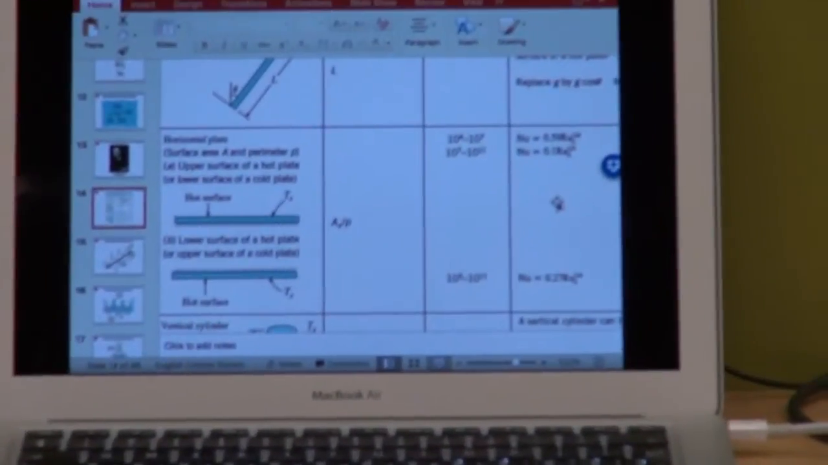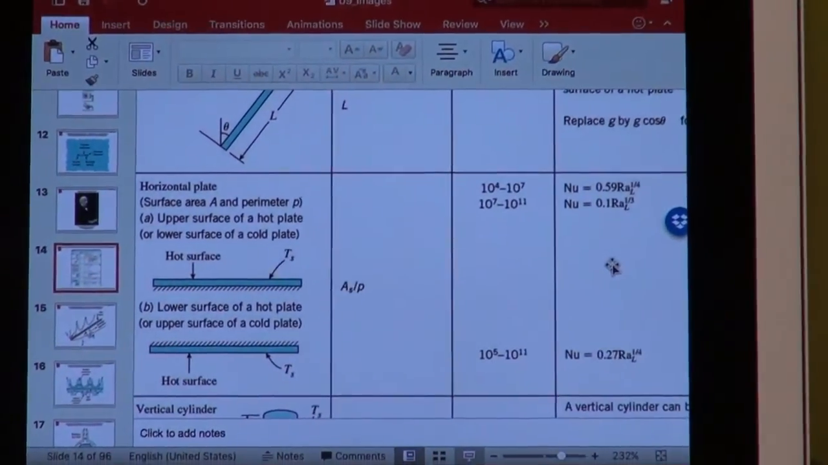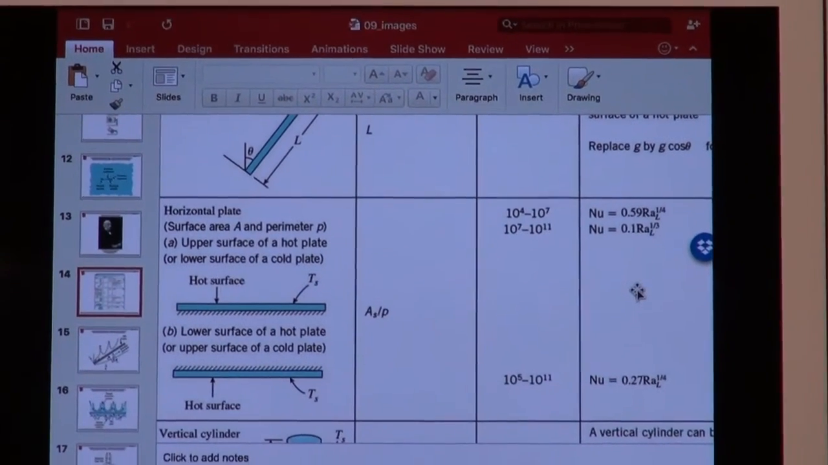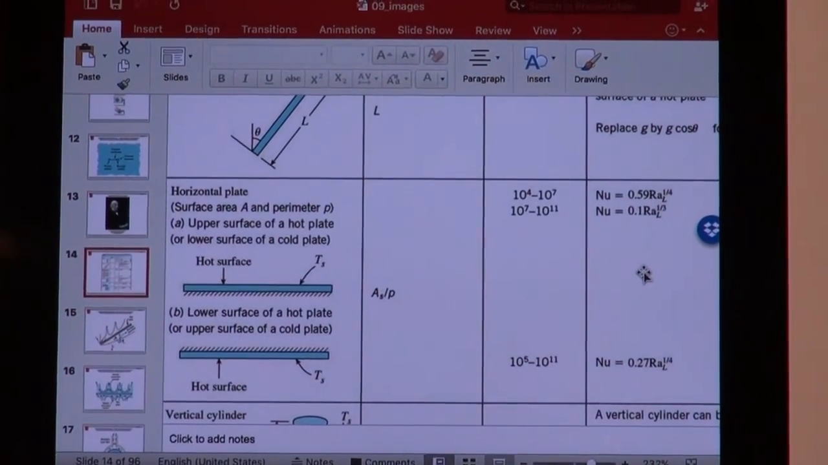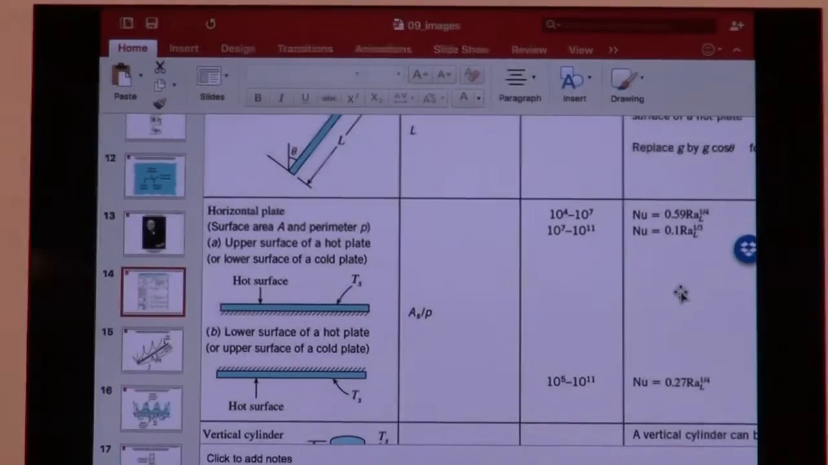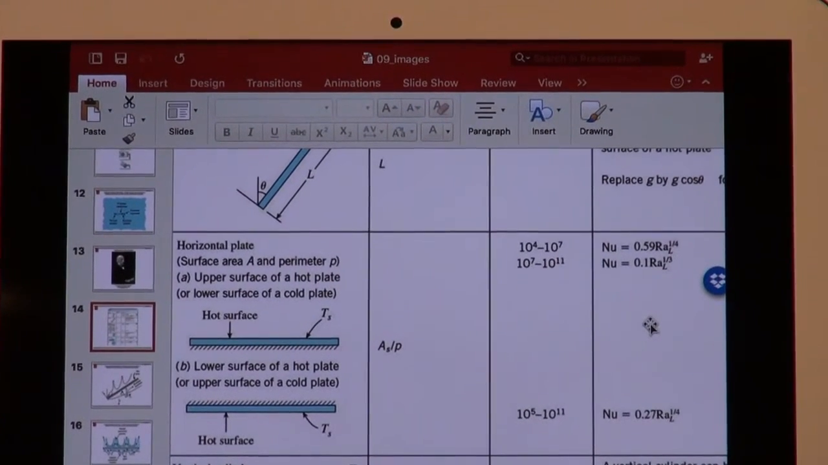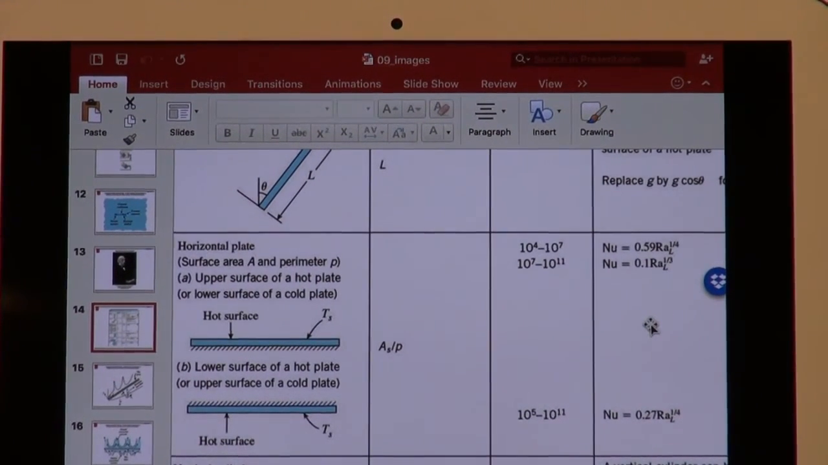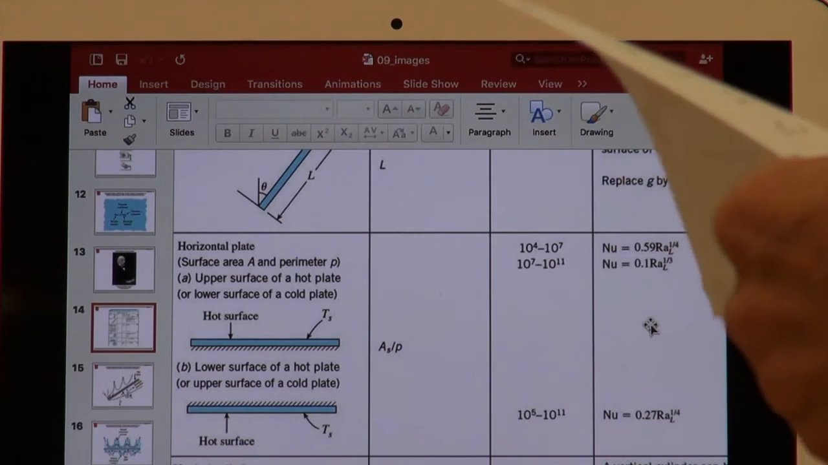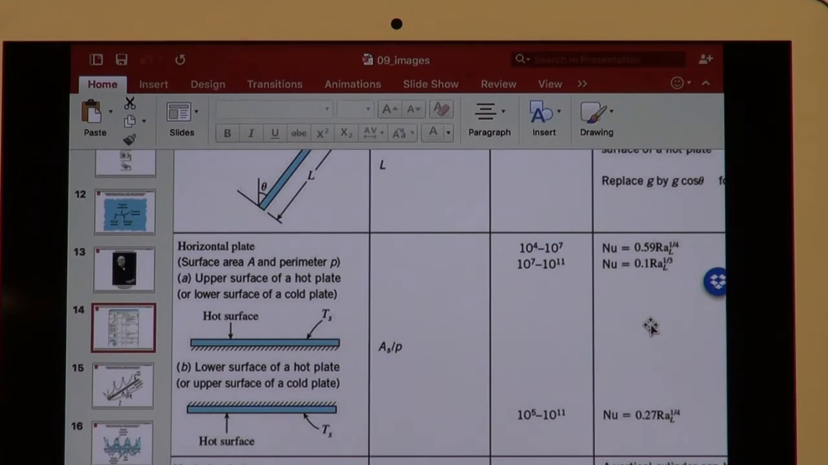Look at the available equations, then you can see there are two equations which are available, depending on the value of the Rayleigh number. If it's 10 to the 4 to 10 to the 7, then it's the first equation. Nusselt number is equal to 0.59 Rayleigh to the 1/4, you see? And if it's larger, 10 to the 7 to 10 to the 11, Nusselt is equal to not 0.1, but 0.15. Remember, there's a printing error in the textbook. There's at least 2 errors in that table. Okay, does that make sense?